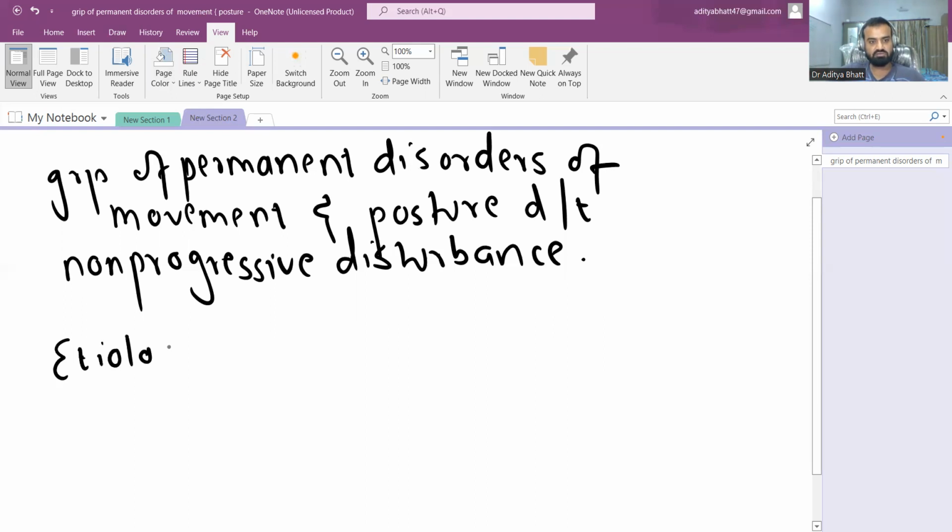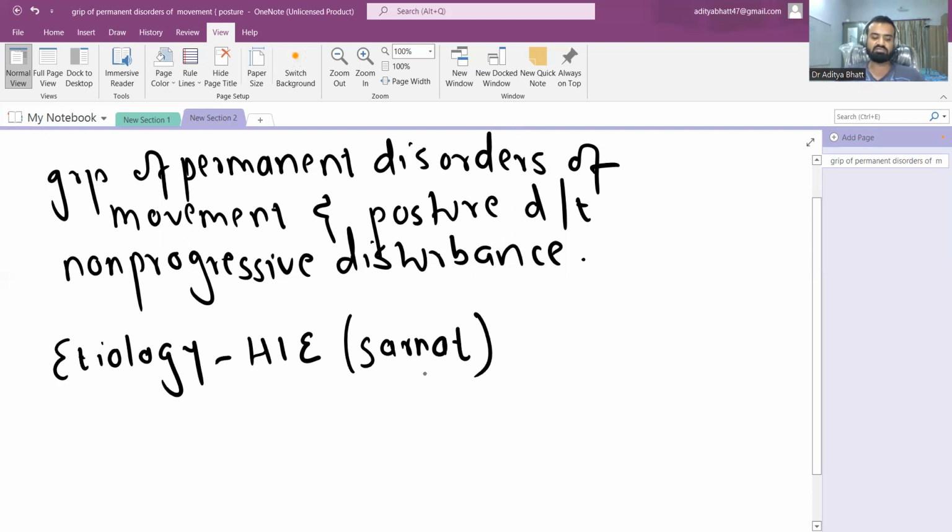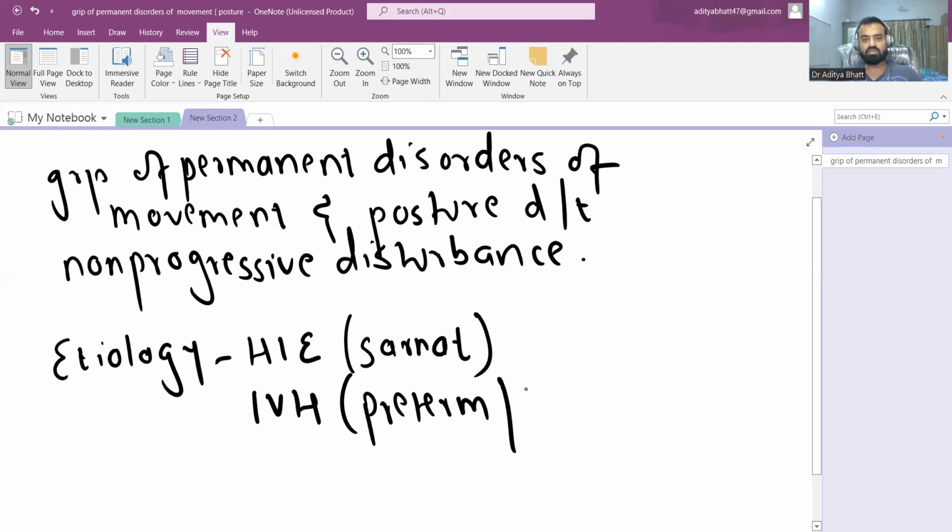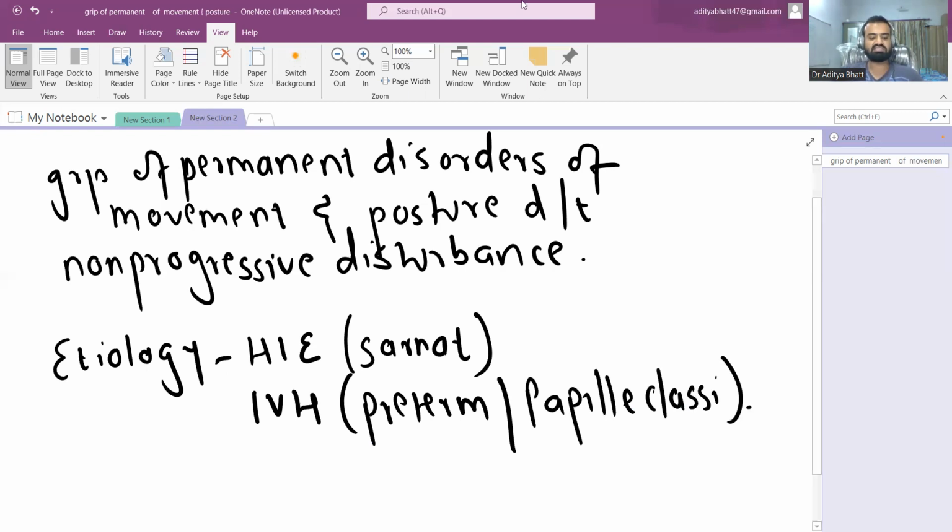So etiology: as you know, the most common etiology is hypoxic ischemic encephalopathy. It occurs in the neonatal period due to perinatal asphyxia, and as you know, there are the Sarnat and Sarnat stages for hypoxic ischemic encephalopathy. It might be due to intraventricular hemorrhage that occurs in the preterm, and the classification that you may use in IVH is the Papile classification. So this is the other cause.